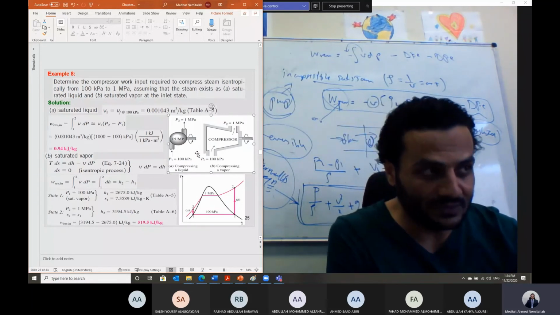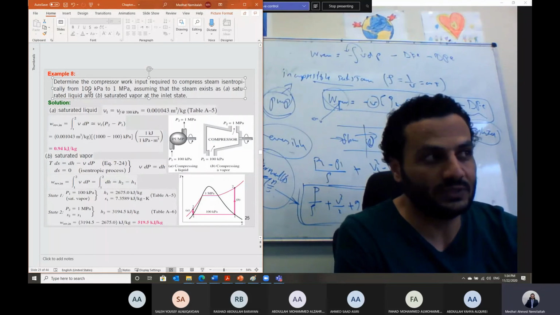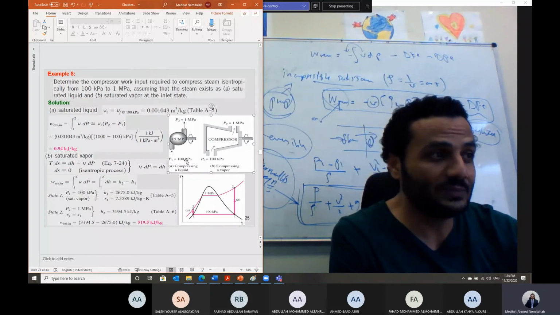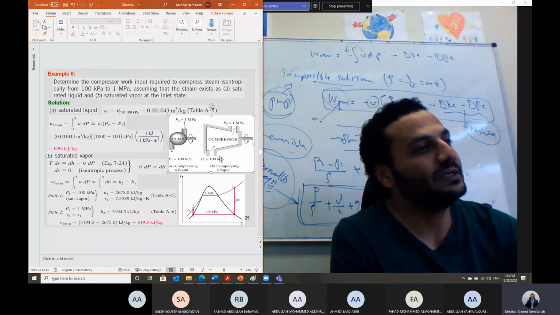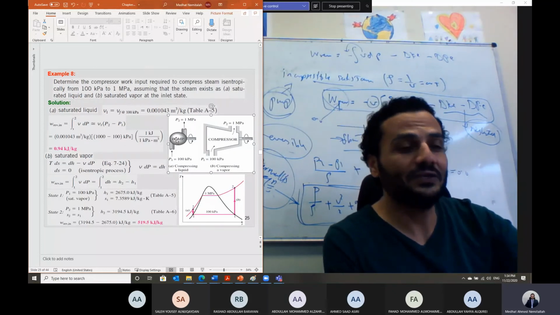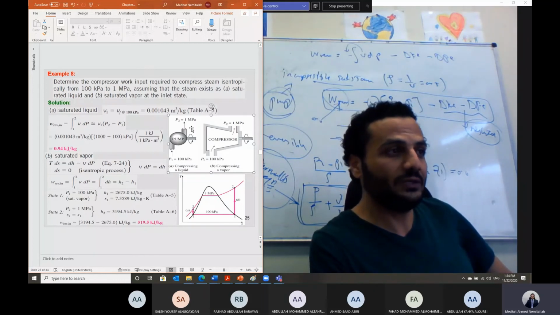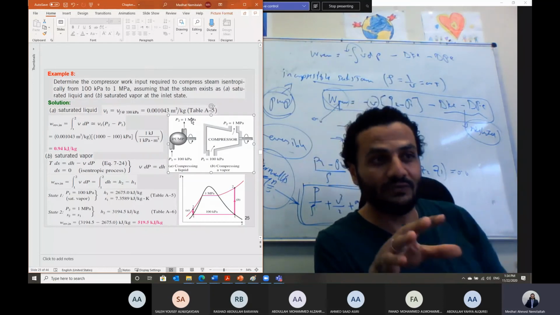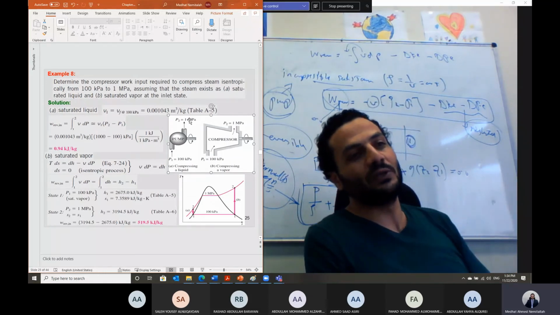Now we have this example here. We need to compress the steam from pressure equal to 100 kilopascal to another pressure equal to 1 megapascal. But in one case this steam is coming as saturated liquid, so it is liquid water, and in the other case it is coming as saturated vapor. In this case I need to calculate the power input that is required to raise the pressure from 100 kilopascal to 1 megapascal in both cases. So in both cases, we have the same pressure. We need this fluid to be compressed to the same pressure, 1 megapascal.